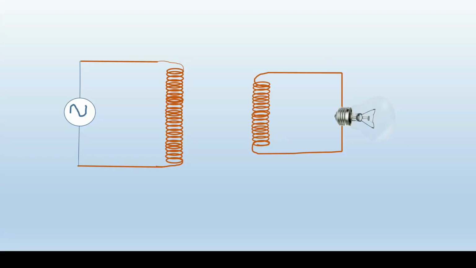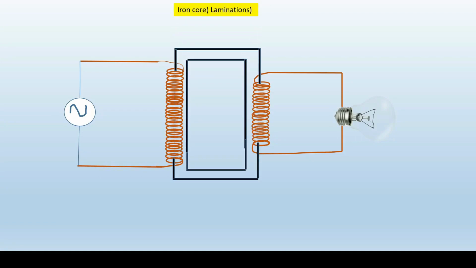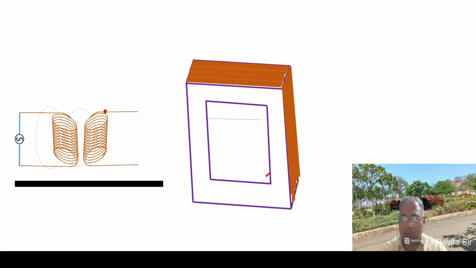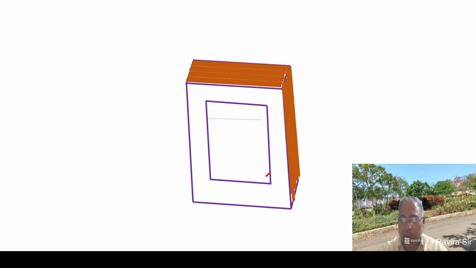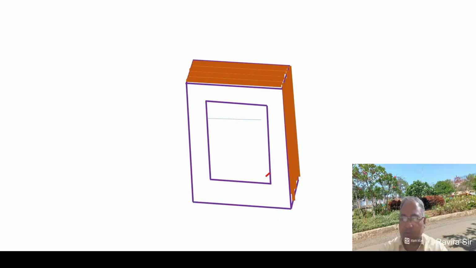To overcome this problem, we can use a metallic strip, and on this metallic strip, if you do winding one over the other or winding side by side, you can control the loss of magnetic flux developed by the primary coil, and maximum flux will link with the secondary coil.